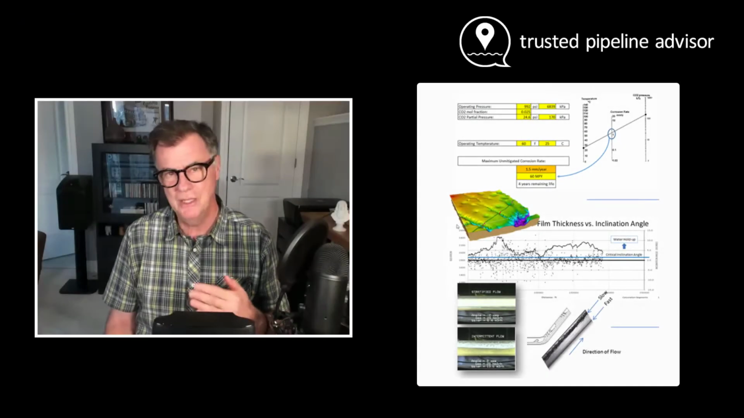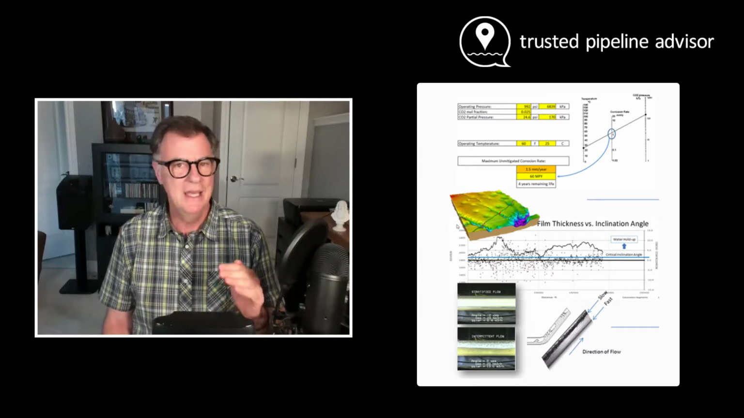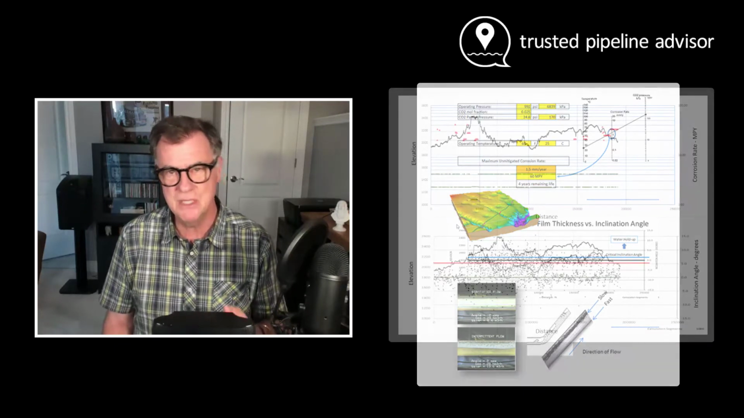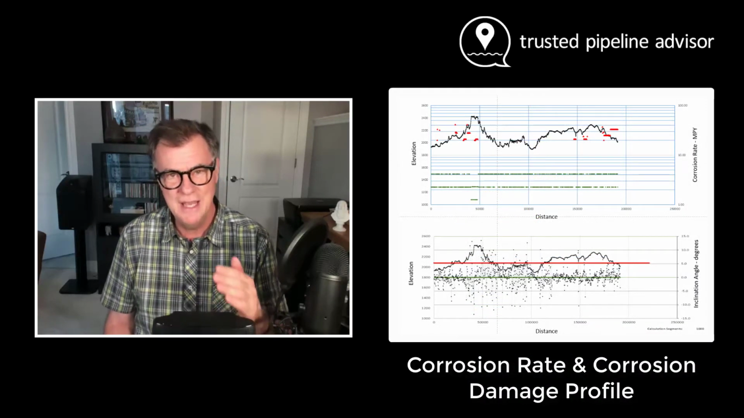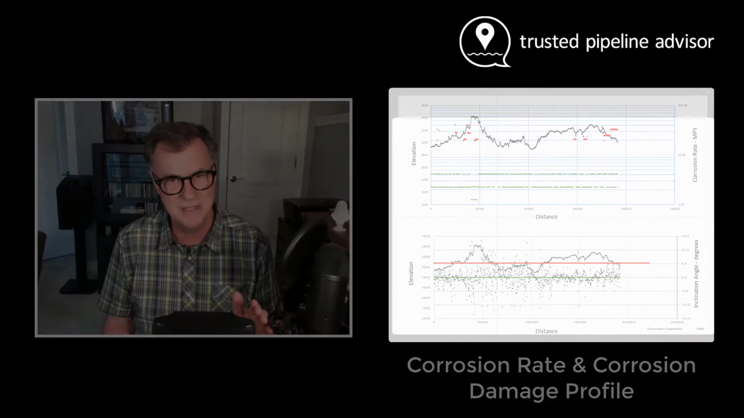We consider the hydraulic data derived from mechanistic, fully compositional pipeline models in combination with our experience and deep understanding of corrosion mechanisms to create a realistic corrosion rate and corrosion damage profile for a range of potential operating conditions.